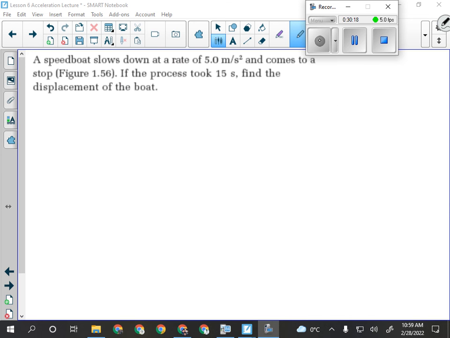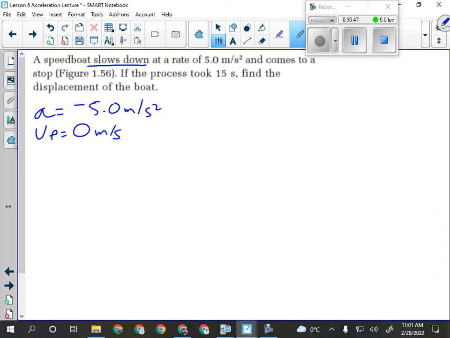All right, I want you guys to write this one down, and then we're going to go through it. All right, let's have a look at this one. So, a speedboat slows down. Keyword, my acceleration is negative. And comes to a stop. What did they tell me there? VF is 0. Process takes 15 seconds. Now, find the displacement of the boat.